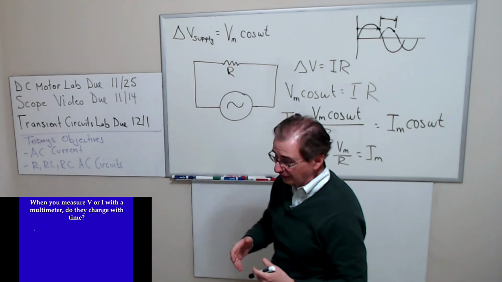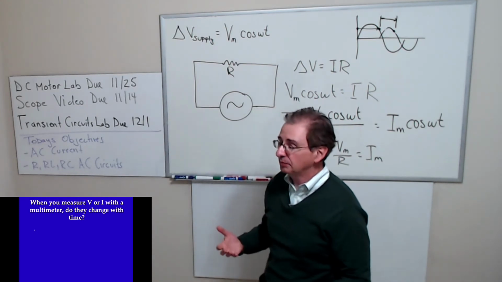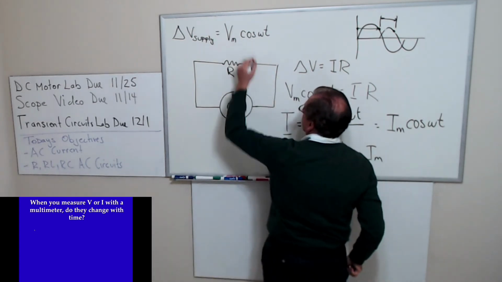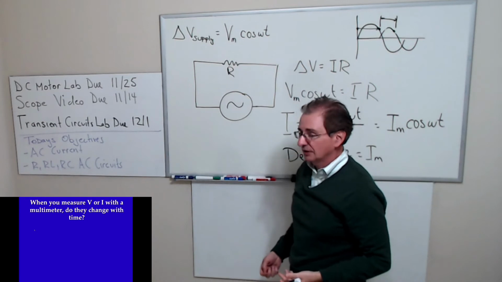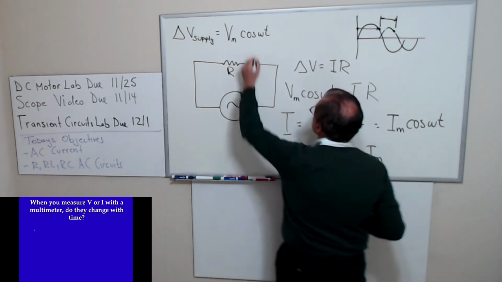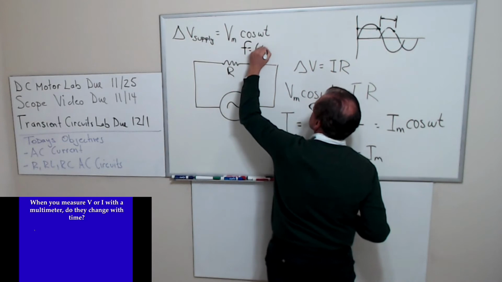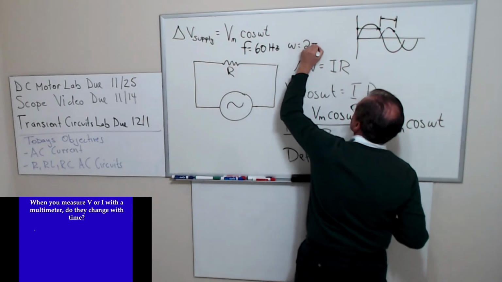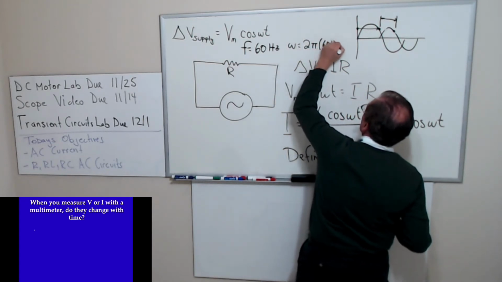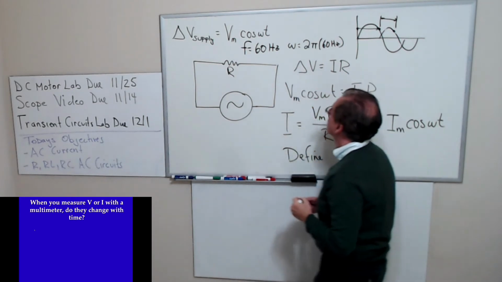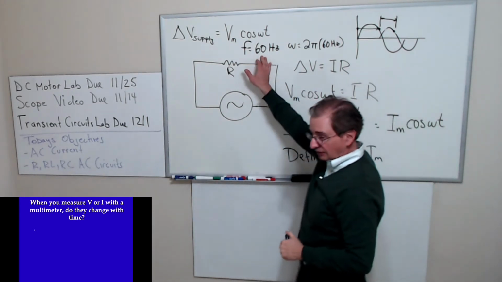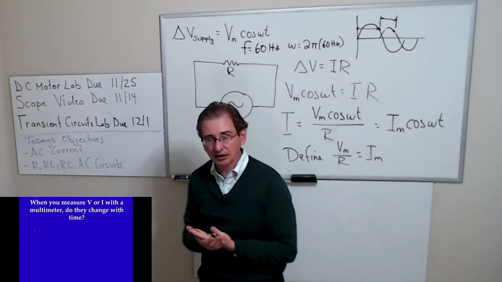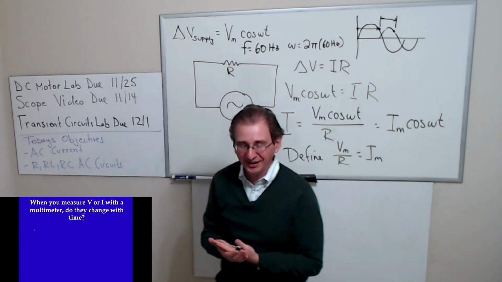And one of the problems is, if it was able to do that, you wouldn't be able to notice it anyway, because the frequency for a typical signal that comes out of your outlet is 60 hertz, and omega is 2 pi times 60 hertz. Remember, omega is just an angular frequency. This means that the value on the multimeter would change 120 times a second. Your eyes can't pick that up, okay?